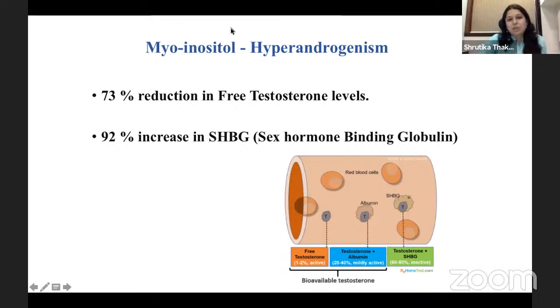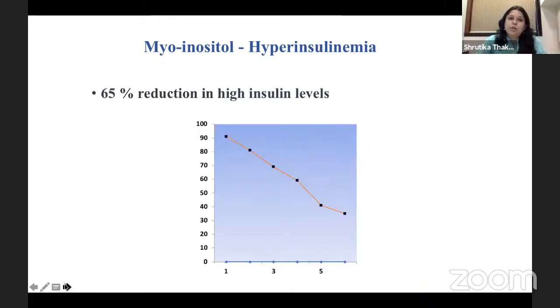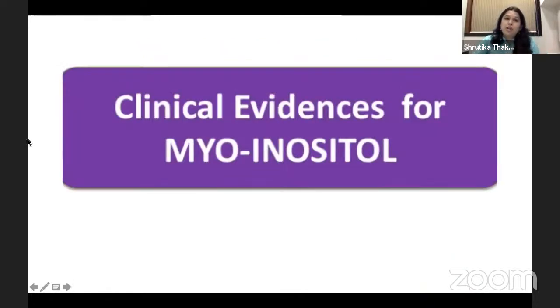We see that when we give myo-inositol, there is a 73% reduction in free testosterone levels. There is an increase in sex hormone binding globulin. There is a 65% reduction in high insulin levels. So all these positive things probably will help our PCOS patients, is what we are all speculating.